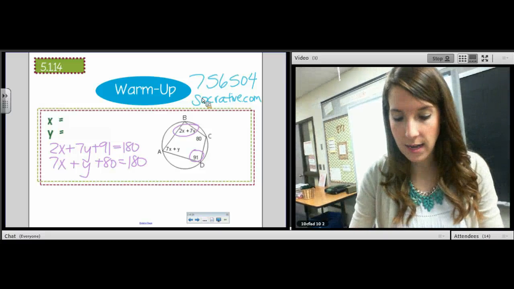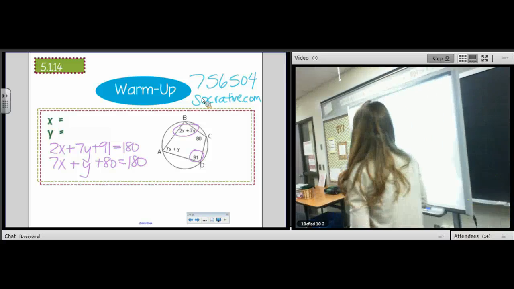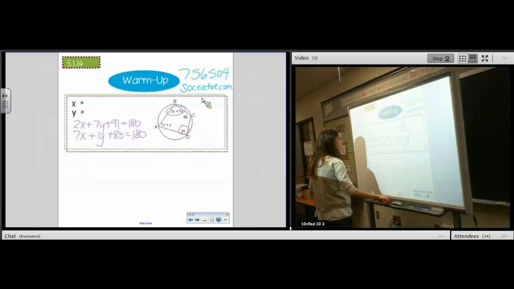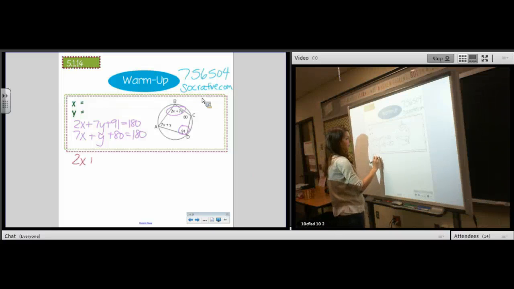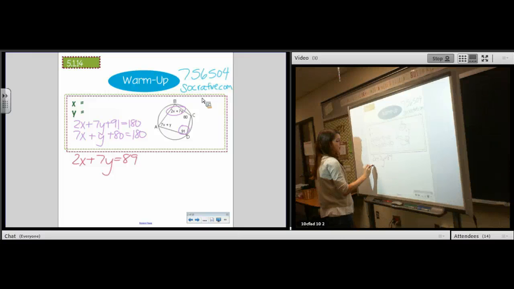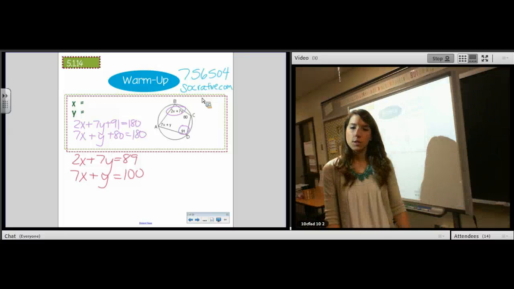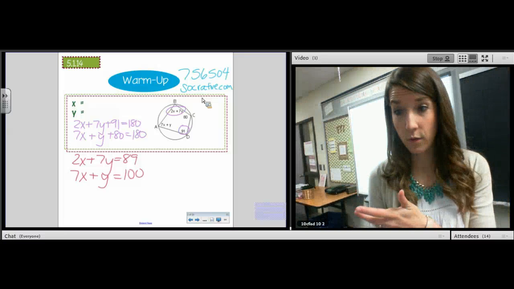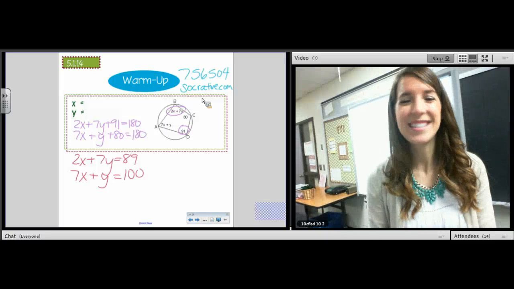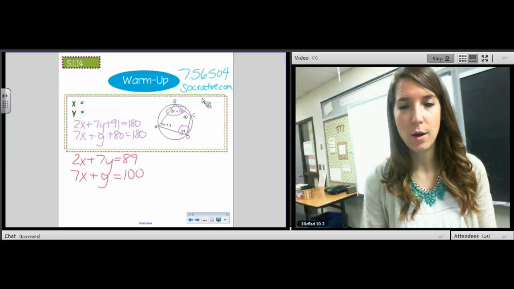So we're going to move the 91 over and move the 80 over. So this one becomes 2x plus 7y equals 89. And 7x plus y equals 100. So far all I've done is just move them over. It's not a bad system, guys. Don't complain. All we've done is move the constant over so that it would be in standard form.